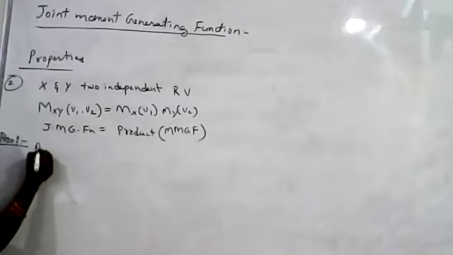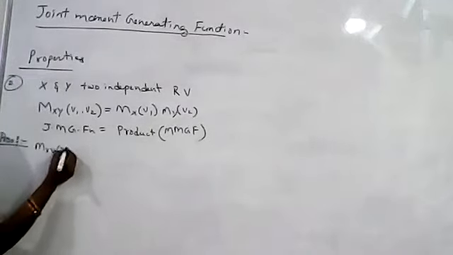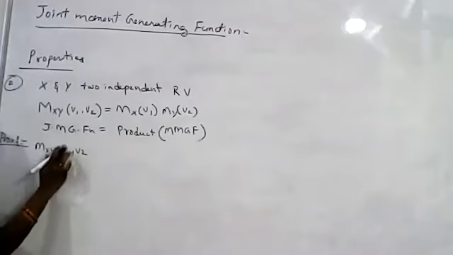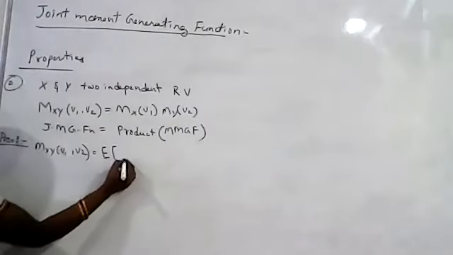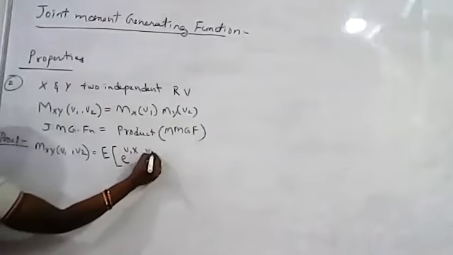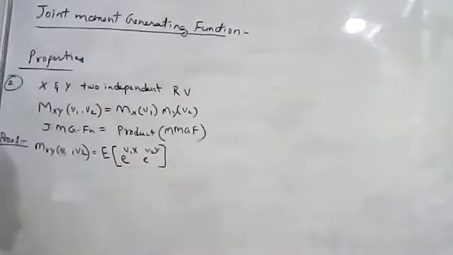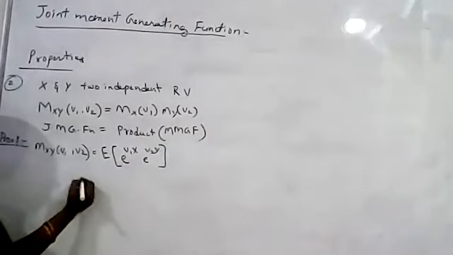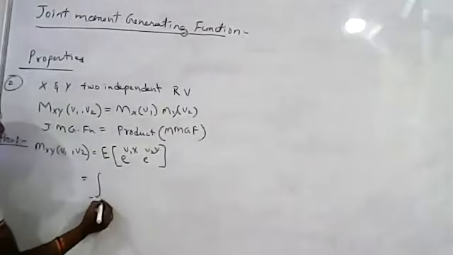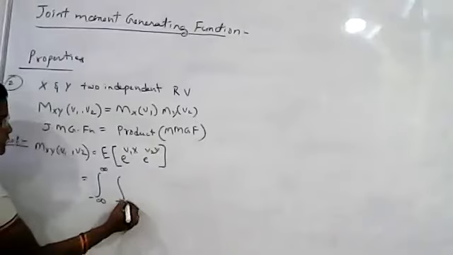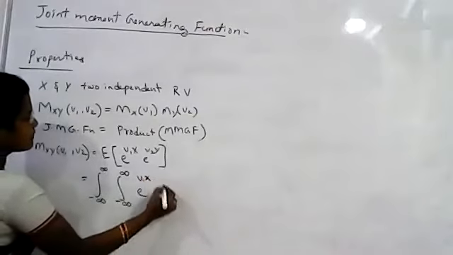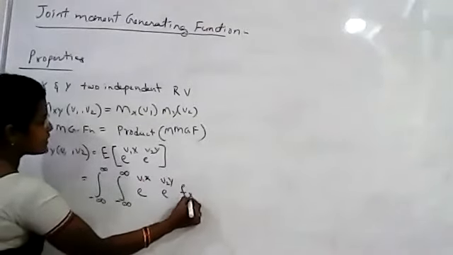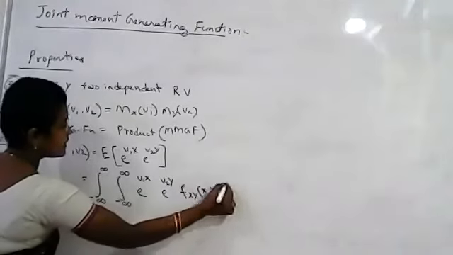Now we know that M_XY of v1 comma v2, what is the formula for it? It is given like this: the expected value of e power v1x, e power v2y. This is the formula to find the joint moment generating function. So it is equal to the integral from minus infinity to plus infinity, the integral from minus infinity to plus infinity, e power v1x, e power v2y, f_XY of x comma y, dx dy.